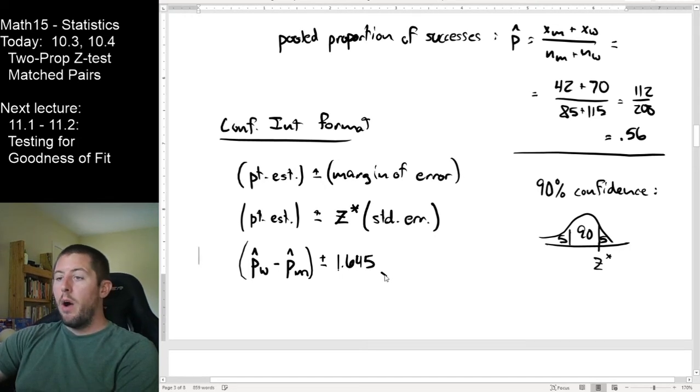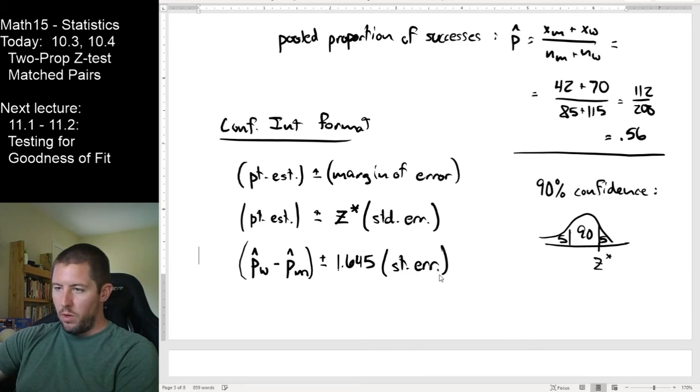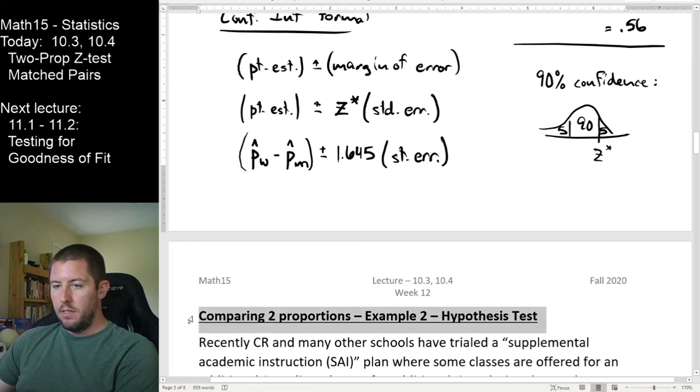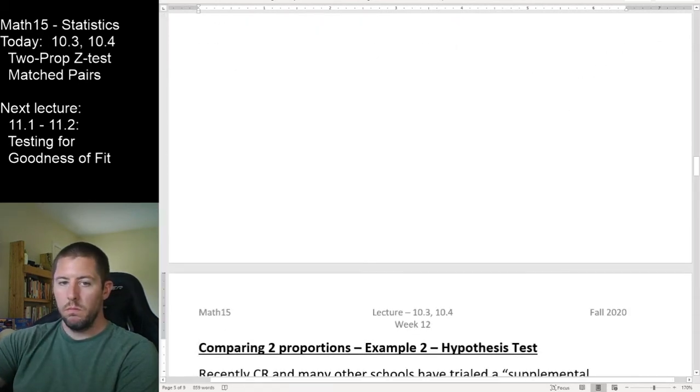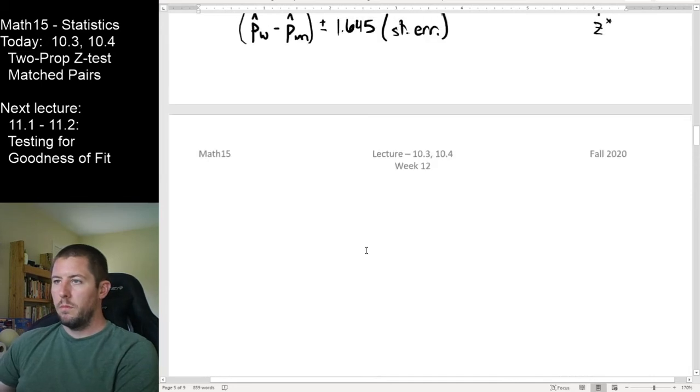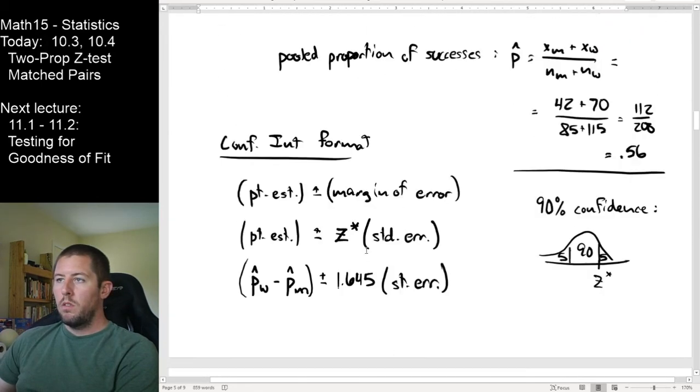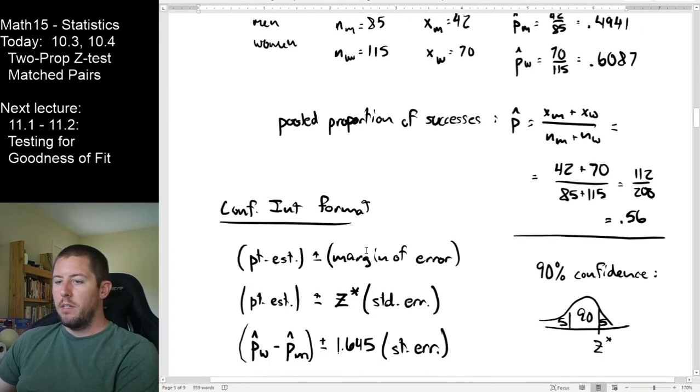And now we need our standard error term. I'll just write standard error right there for a second. We'll go compute that once we fill in all of our values here. So let's do that. Let me grab some numbers here. We want the proportion of women minus the proportion of men.